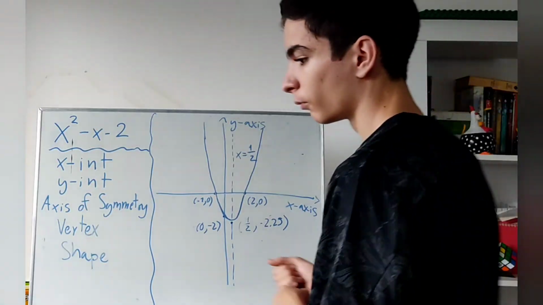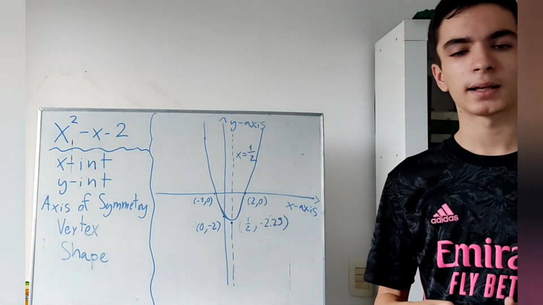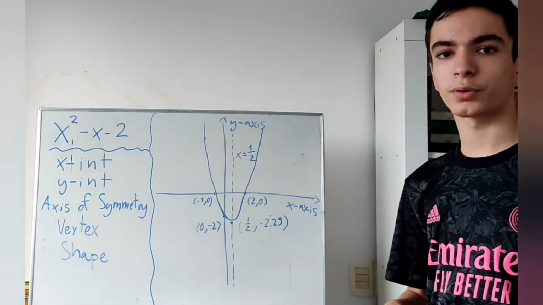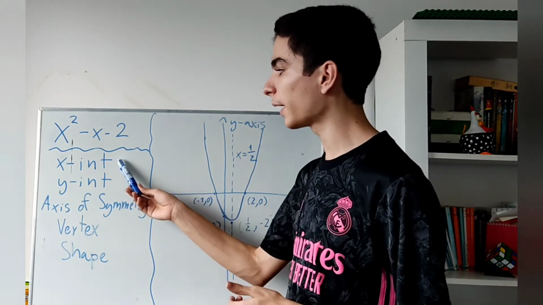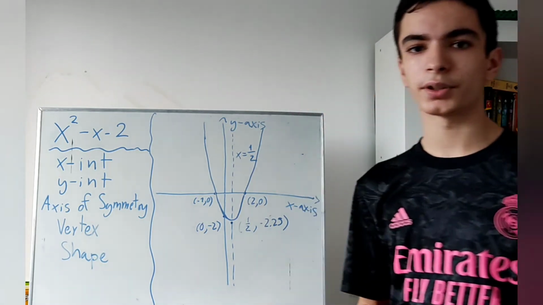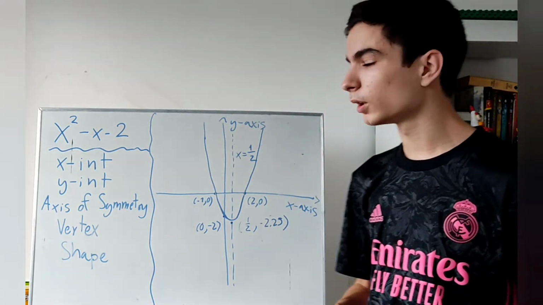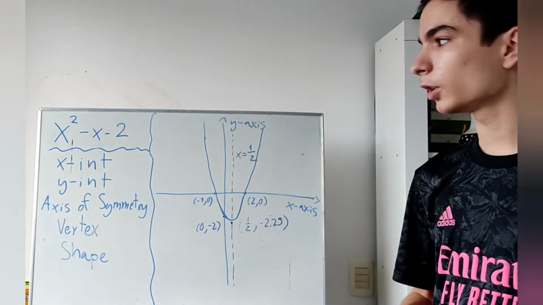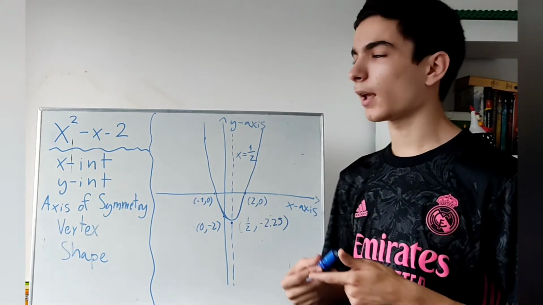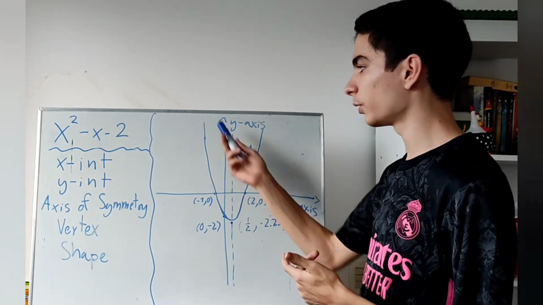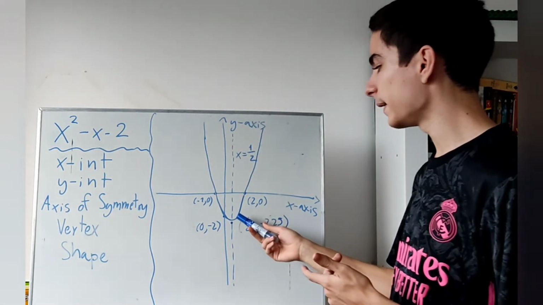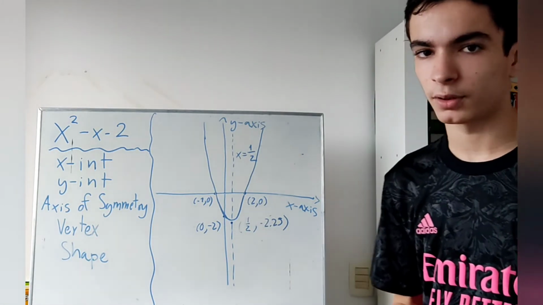Now, as an example, we are going to graph this quadratic function, and we are going to need to find the x-intercepts, the y-intercept, the axis of symmetry, the vertex, and we're going to have to think about the shape of this function. So first, if we think about the shape of this function, we see that the leading coefficient 1 is greater than 0, and so the parabola is going to face upwards, which means that we're going to have a minimum point at the vertex of our function.